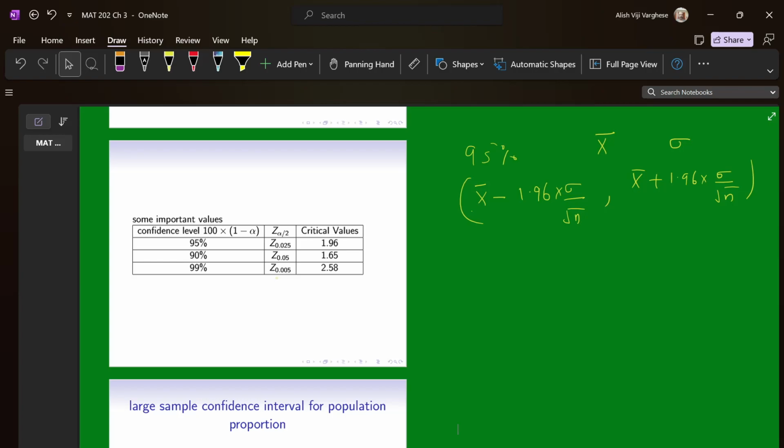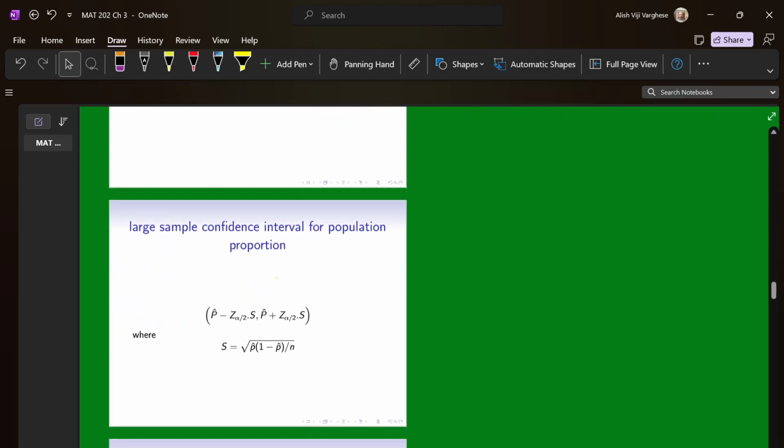You can have these values from your N(0,1) tables or from your calculators. So there is no need to remember these values like 1.96 or 1.65, but in most of the cases, we are looking for 95% or 90% or 99% confidence intervals.